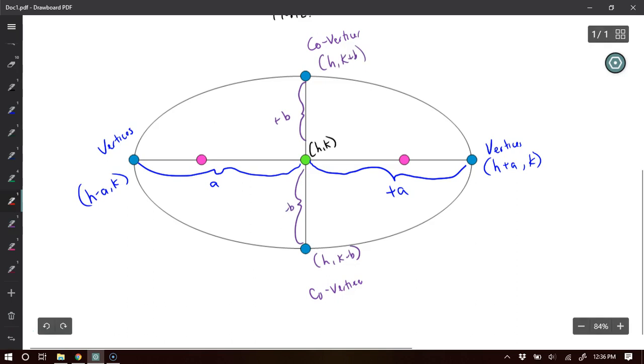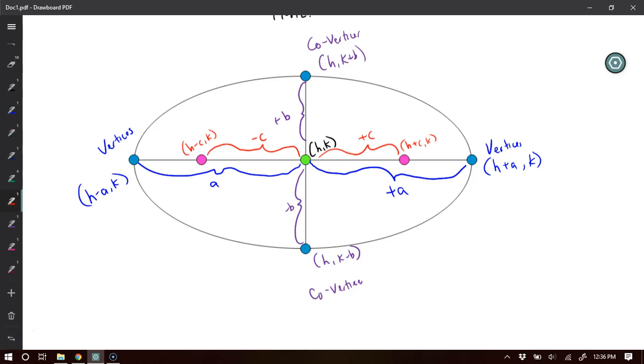And again, notice foci are on the same axes as your vertices. So here I'm subtracting C, and here I'm adding C. So this would be H plus C comma K, and this would be H minus C comma K. So I can see all I'm doing is finding the center. I'm moving left, right, up, down, and again, left, right again for a different value. And that's it. I just need to notice those numbers. Now you can see this is a horizontal ellipse because it's stretched out more horizontally on it.